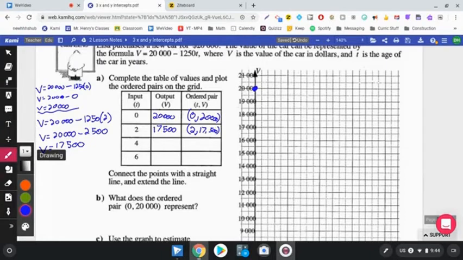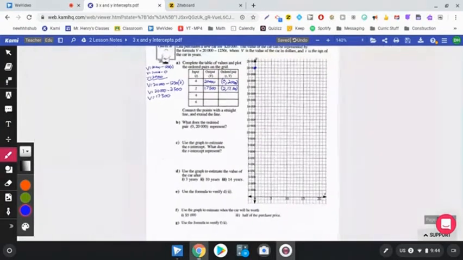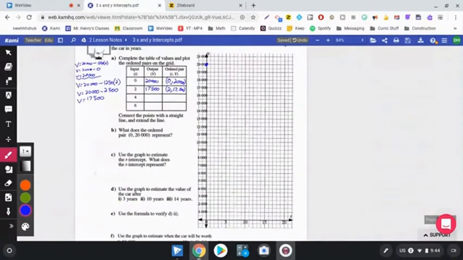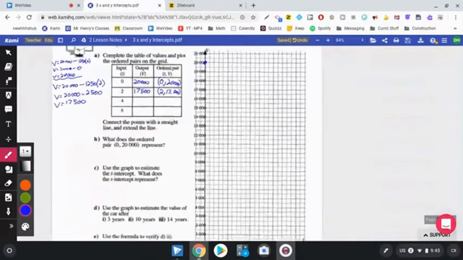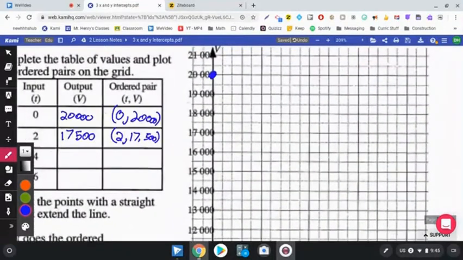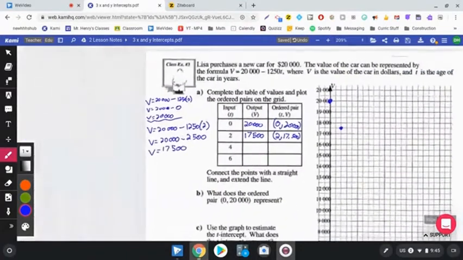And I could actually plot that as well. So I'd go, gotta zoom out. 2 would be, okay, every tick is worth 1. And then I'm going up to 17,500. Well, that would be right in the middle of 17,000 and 18,000. There we go. That's my second point.